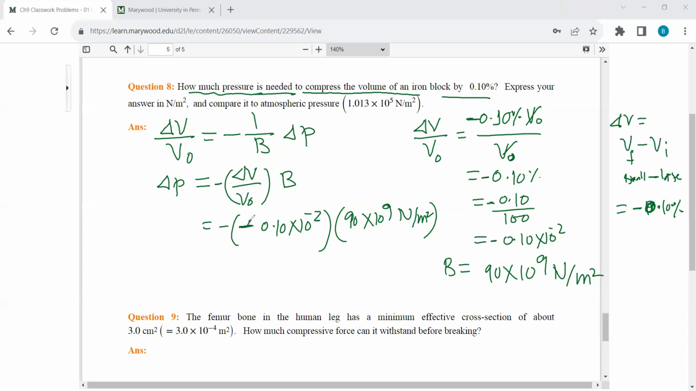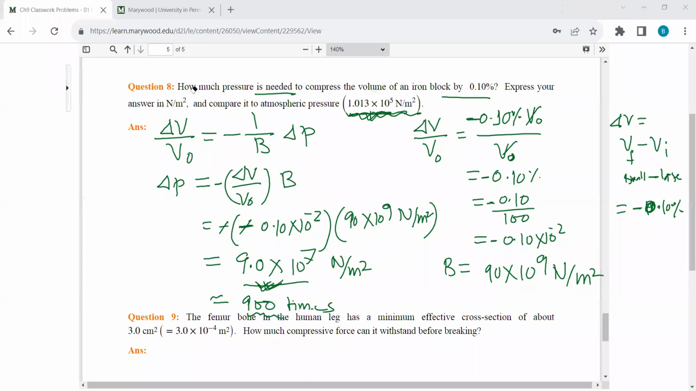So this negative and this negative cancel out, and what we are left with is 9.0 times 10 to the power 7 Newton per meter square. You can compare this with the atmospheric pressure. You see that this is higher, about 900 times the atmospheric pressure.